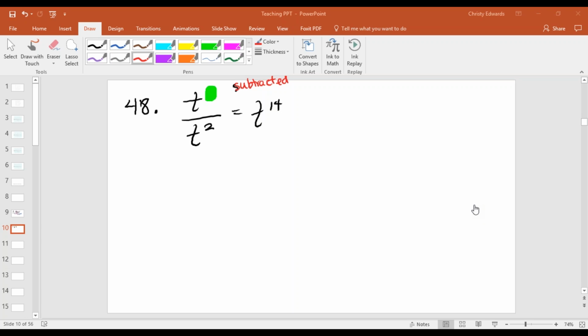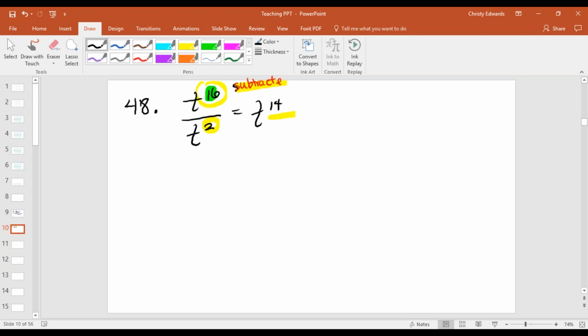Our shortcut was this power minus, oops, that's supposed to be a highlight, minus this power equals that power. So think about it opposite. It must be 14 plus 2 would get you this, right? There you go, Allie. Good, 16.